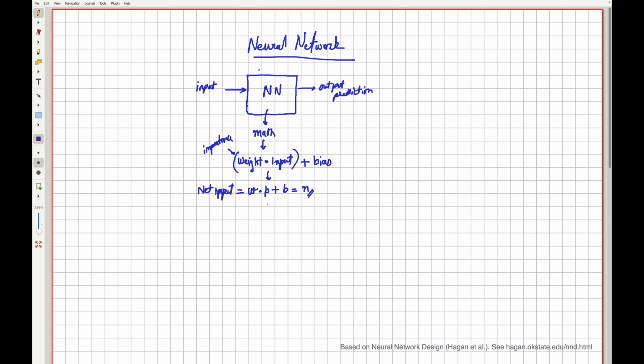And this is not the actual output, this is the input. Input to what? Input to something called a transfer function, or also called an activation function. What we essentially do is take that value of n and pass it into a function, and whatever output comes out, we are going to denote that by the letter A.